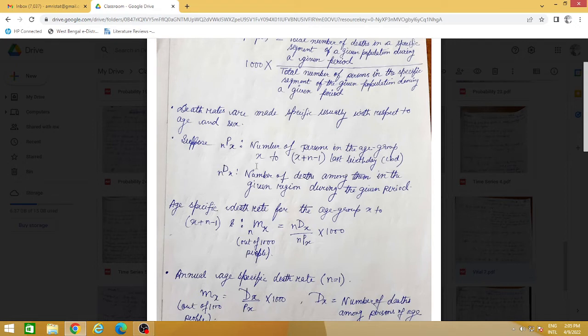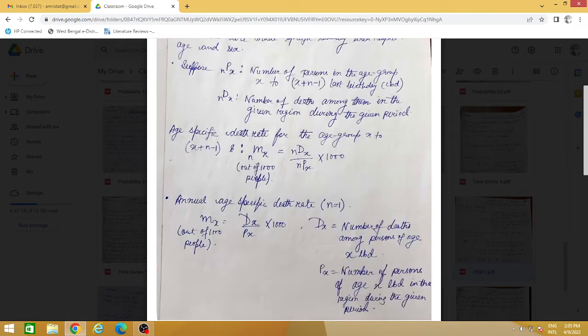Now, what will be the age specific death rate for the age group X to X plus N minus 1? This will be NMX equal to NDX divided by NPX into 1000. Means out of 1000 people, this will be the amount of death. Now, this can be the annual age specific death rate, meaning N equals 1. The whole year I am talking about. In that case, this N is dropped and we only refer to MX equal to DX by PX into 1000.